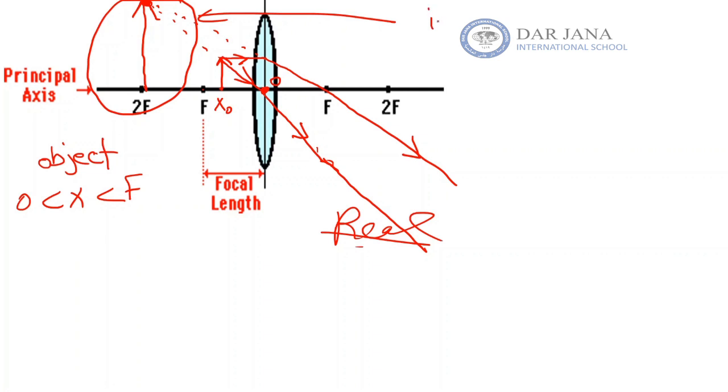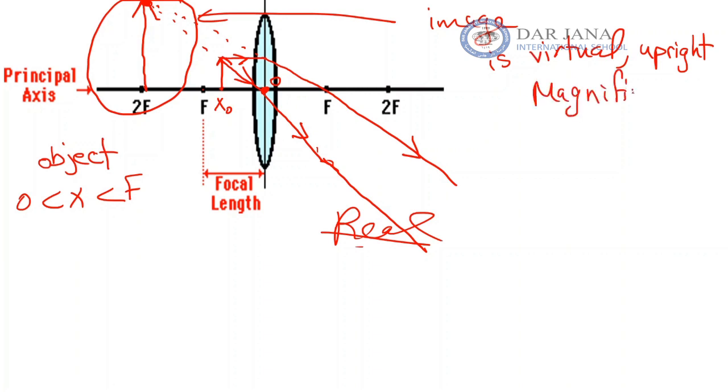So here the image is virtual. Of course, every virtual image is upright and it is magnified. The magnification is positive and its absolute value is greater than 1. So this is the third case. Now, these are the three main cases of the convex. Of course, we are talking here about convex lenses.